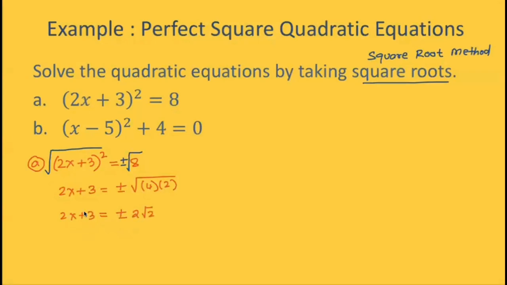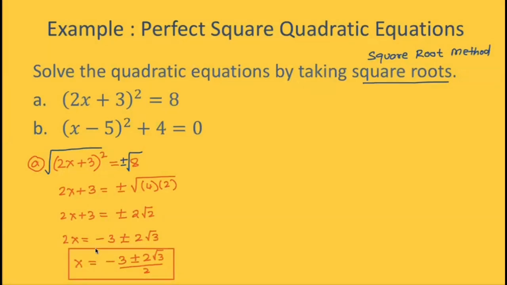Now the next step is you subtract 3 on both sides. So if you subtract 3, you get 2x equal to negative 3 plus or minus 2 times the square root of 2. And finally, to get x by itself, you divide both sides by 2. So you get x equal to negative 3 plus or minus 2 times the square root of 2, divided by 2. With plus, you have one value. With minus, you have the other value. That's why we have two values here. You know the reason? Because it's a quadratic equation.